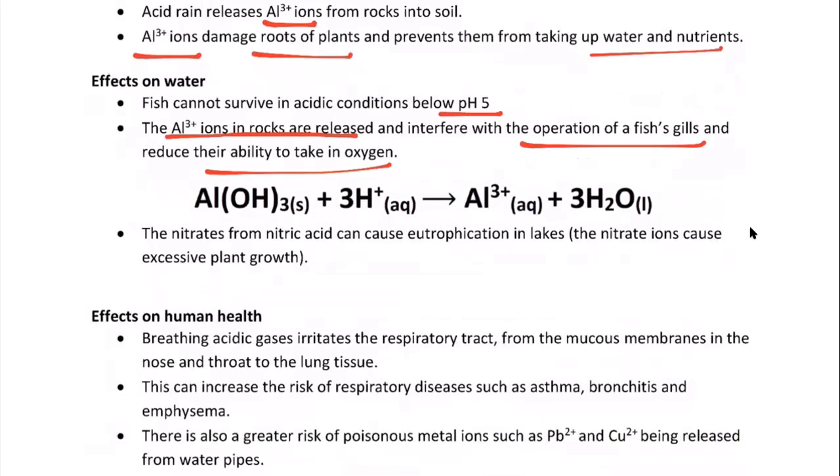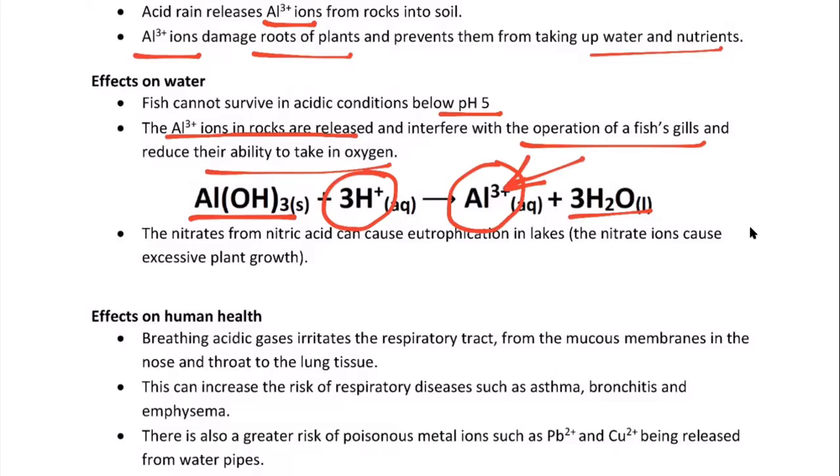And so what's happening is you'll have aluminum oxide. It's going to react with the hydrogen ions from the acid in the acid rain, and then it's going to produce aluminum ions and water. And those ions, that's what's causing the problem, both for the damaging of the roots of the plants and also for interfering with the fish being able to breathe.